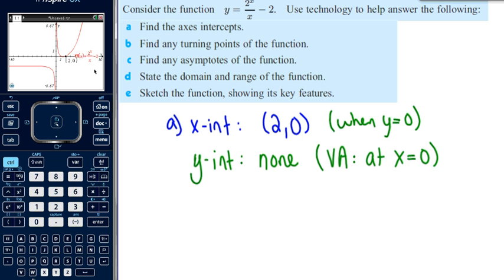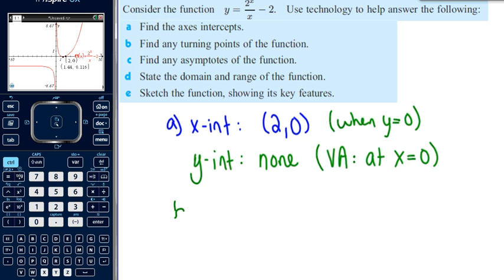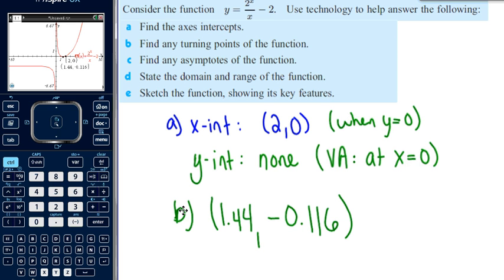Turning points of the function, so minimum or maximum points. If we want to find our relative minimum, we can analyze the graph. We can find the minimum here, and we can see that it's at 1.44, negative 0.116. So that's our only turning point of the function.